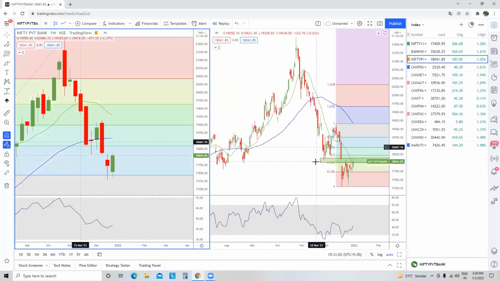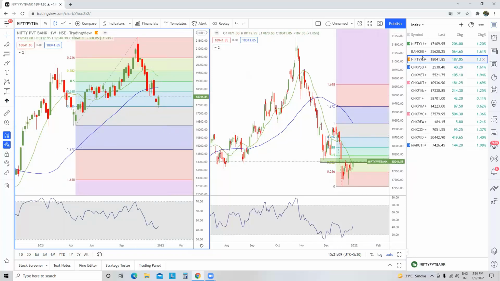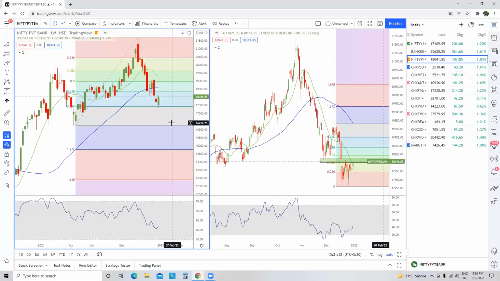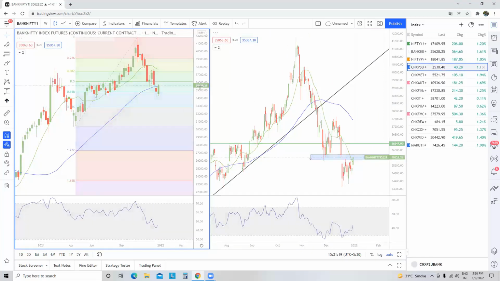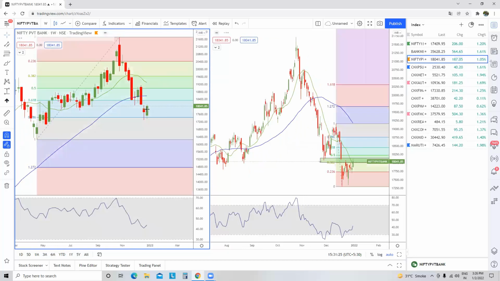Private banks. Now, if you see properly the overall look of the chart, if you compare with Bank Nifty futures and the private banks, you will see the private bank has even underperformed the Bank Nifty. The reason for that is, now this is the PSU banking chart. PSU banks have not come down as much as the private bank. This is a surprise, but yes, this is what it is.